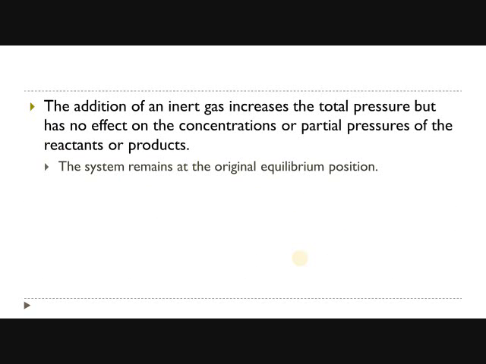So adding the inert gas, which is not involved in the reaction, will increase the total pressure of the overall system, but it does not have any effect on the concentrations or partial pressures at equilibrium. That means that the system will remain at the original equilibrium. Another way to say that is that there is no shift when you add an inert gas.